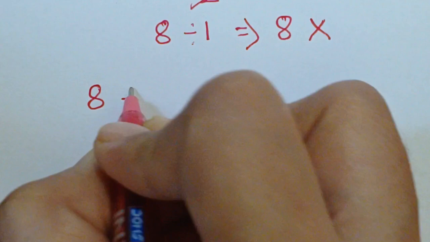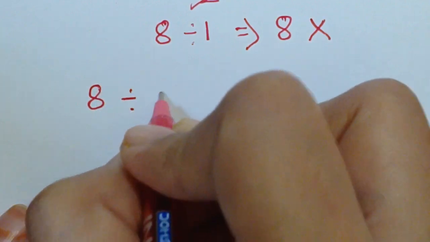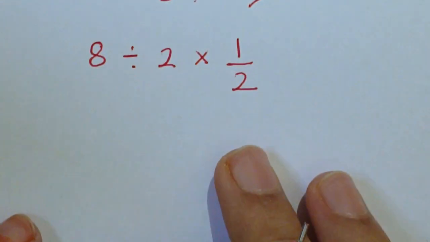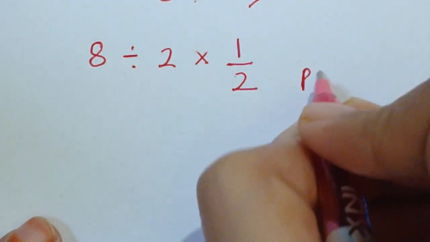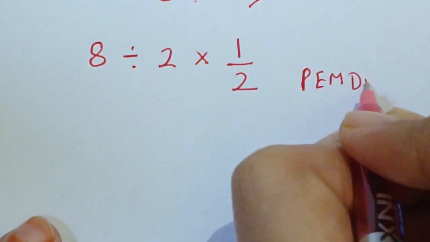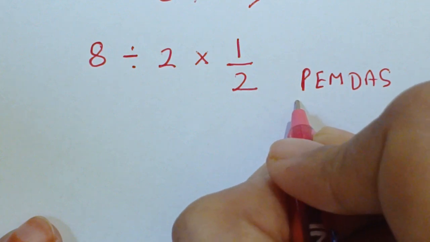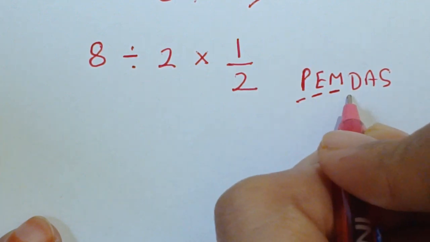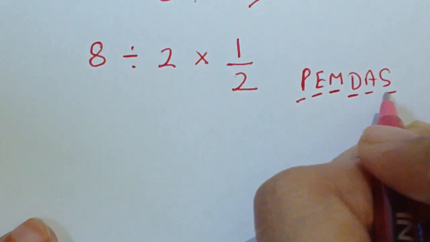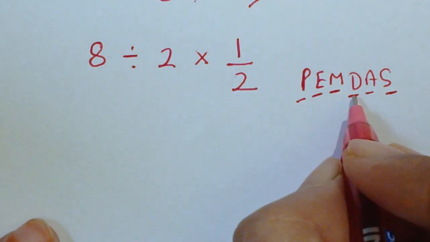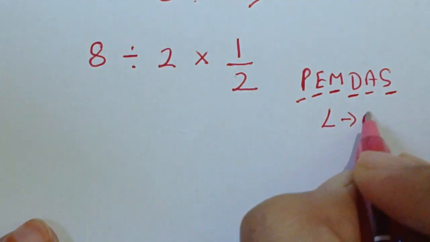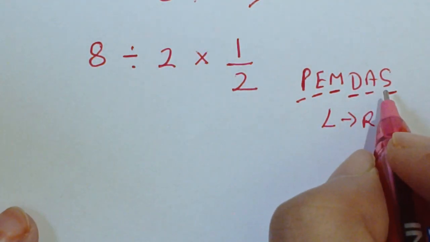So what will be the correct solution? So write the question: 8 divided by 2 times 1 by 2. So here you know the order of operation, which is PEMDAS, where P stands for parenthesis, E stands for exponent, M stands for multiplication, D division, A addition, S subtraction. So here multiplication and division both have equal priorities, therefore we go from left to right. Same for addition and subtraction also.